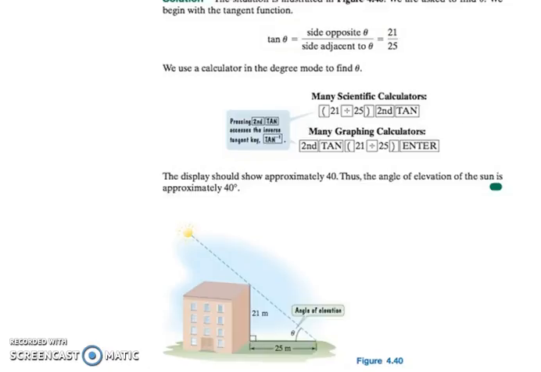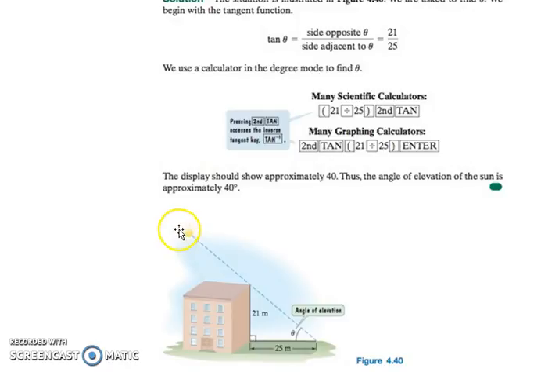This is backwards from the last problem. Last time they gave us the angle of elevation and one of the sides, and we had to find the missing side. Now they're asking us for the angle of elevation, and they're giving us two of the sides. They said the building was 21 meters tall. Hopefully that's where the right angle is, that the building is standing straight up and down. And then the shadow is 25 meters long. And they're looking for the angle of elevation.